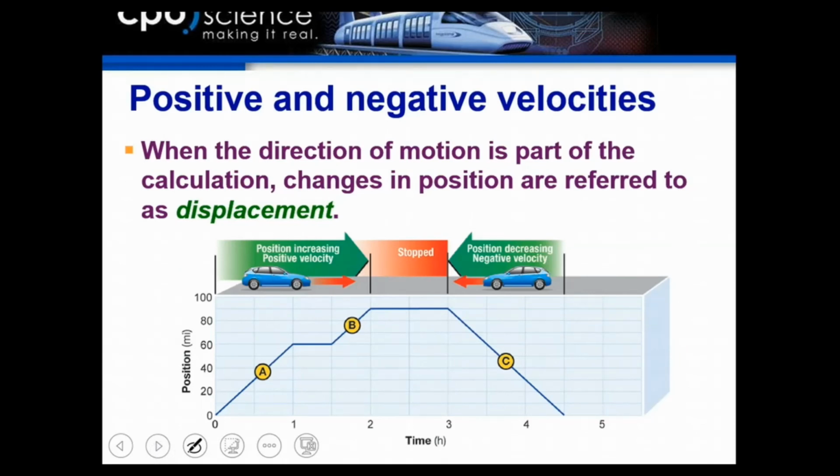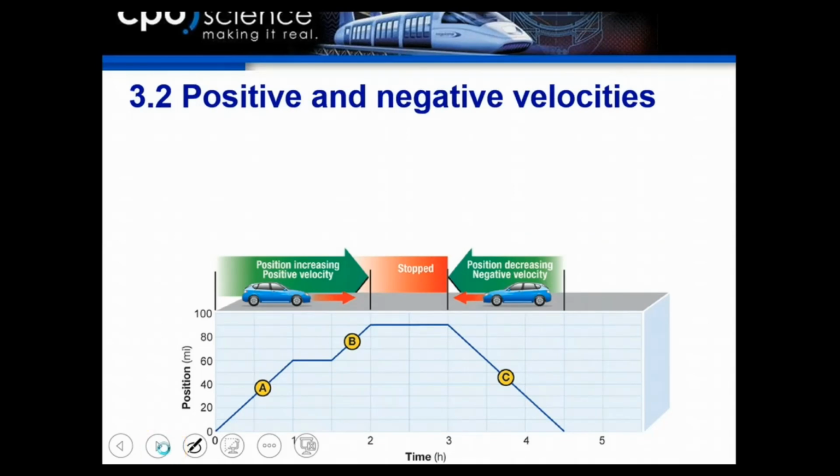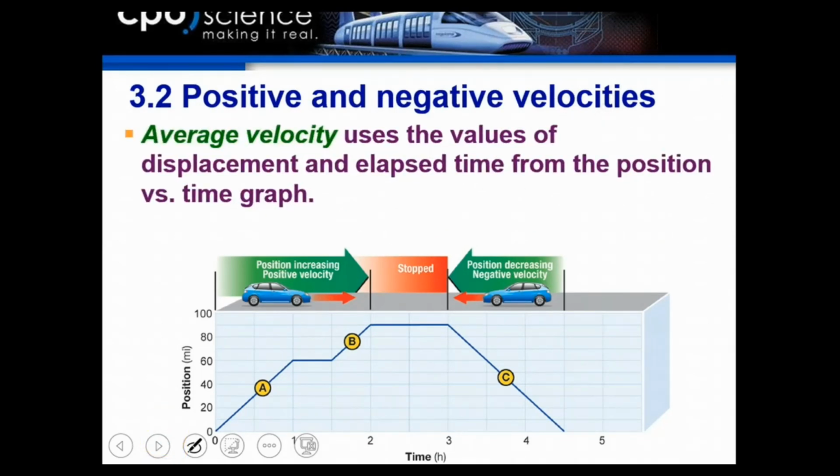Okay. So when the direction of motion is part of the calculation, that changes in position are referred to as displacement. We've talked about that. The average velocity uses the values of displacement and elapsed time from the position versus time graph. Okay, we've talked about that. So velocity includes direction as well as distance, okay? And this one's backwards. This one's forwards.